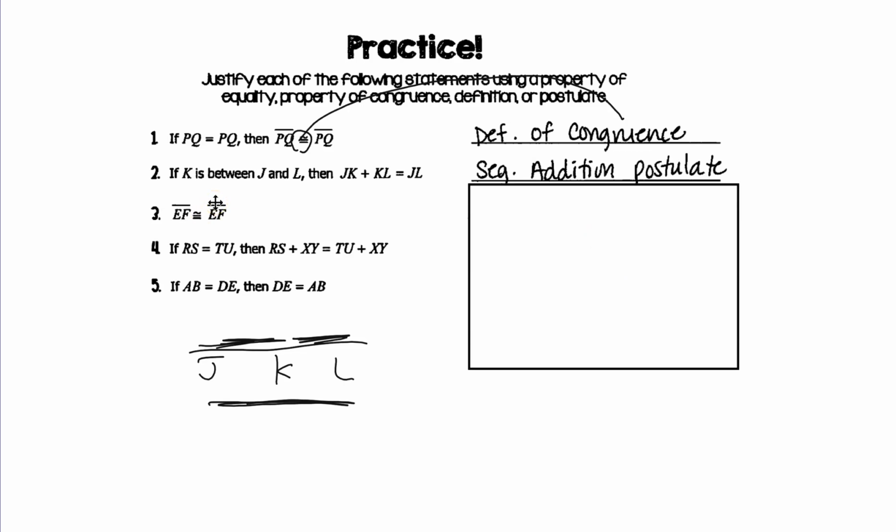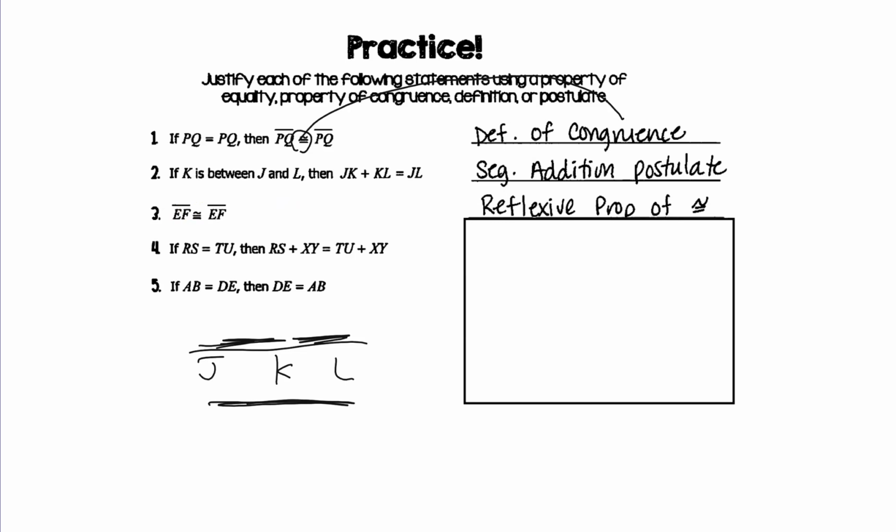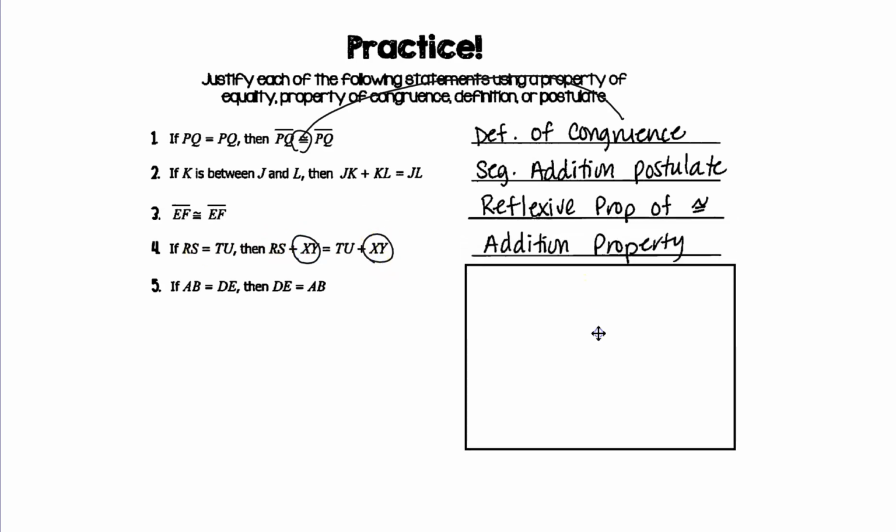Segment EF equals EF, right? That's the reflexive property. Then we have if RS equals TU, then RS plus XY equals TU plus XY. So notice that all that's happened here is that this XY has been added to both sides. That's just going to be your addition property.